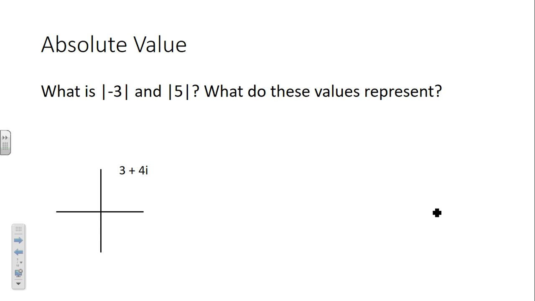All right, so next, we want to talk about the absolute value of 3 plus 4i, the absolute value of a complex number. Okay? Now, when you hear absolute value, what do you typically think of? Up and down brackets, right? Okay, so if I want the absolute value of negative 3, what does that mean? Becomes 3. Why is it 3?